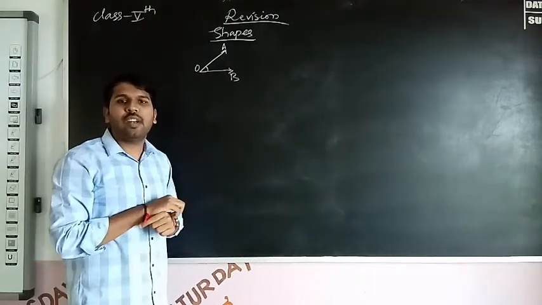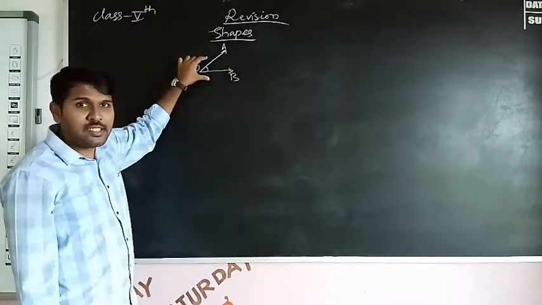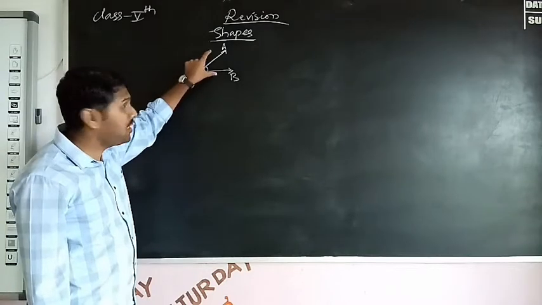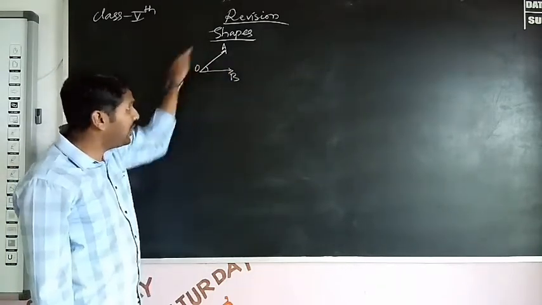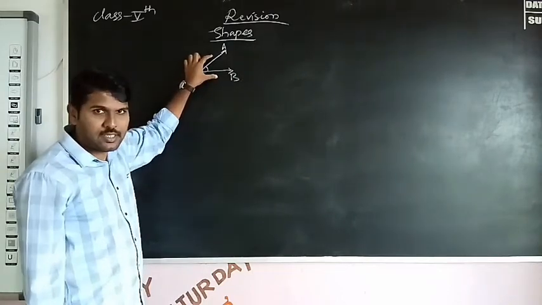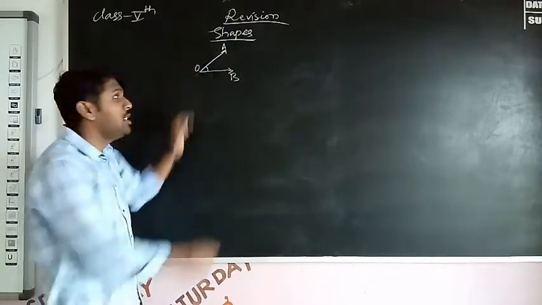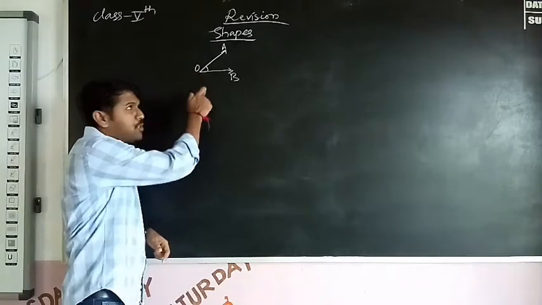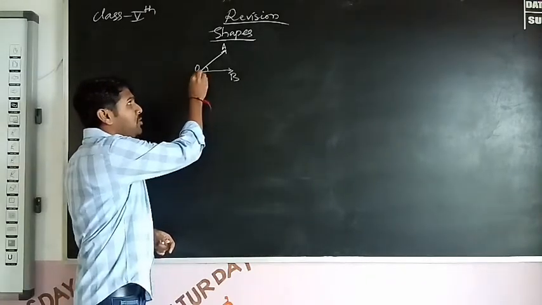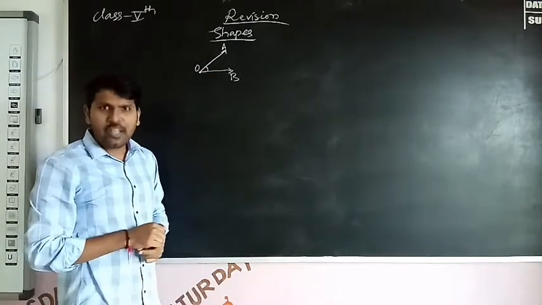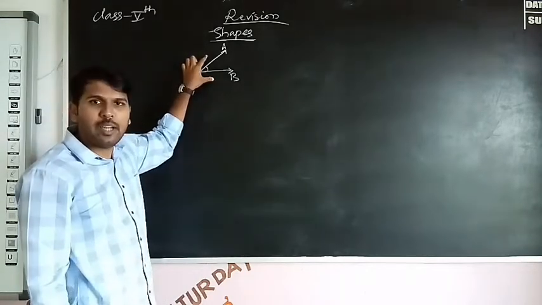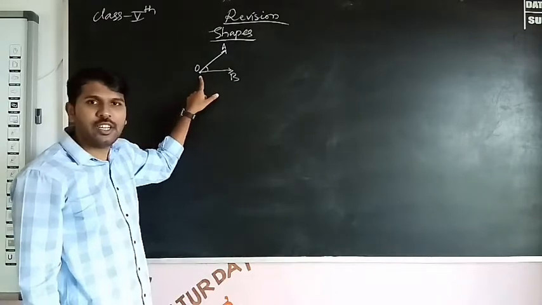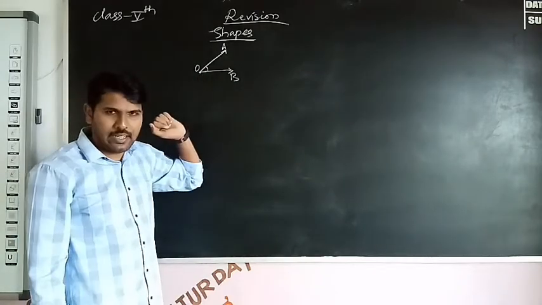So what is the definition of an angle? The two rays OA and OB. The figure formed by two rays sharing the same initial point. So this is the initial point. The figure formed by two rays sharing a common initial point is called an angle.